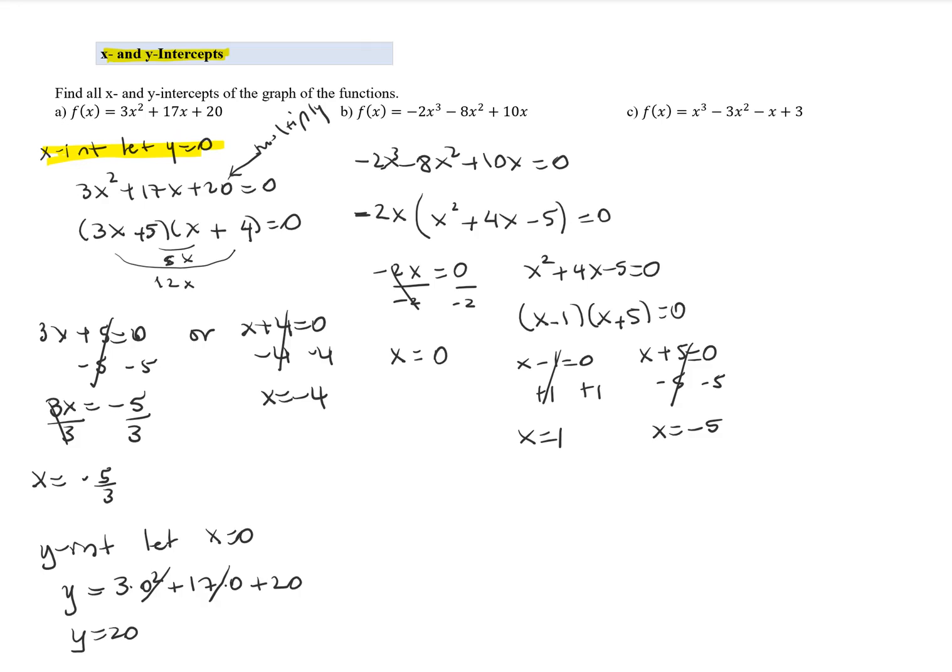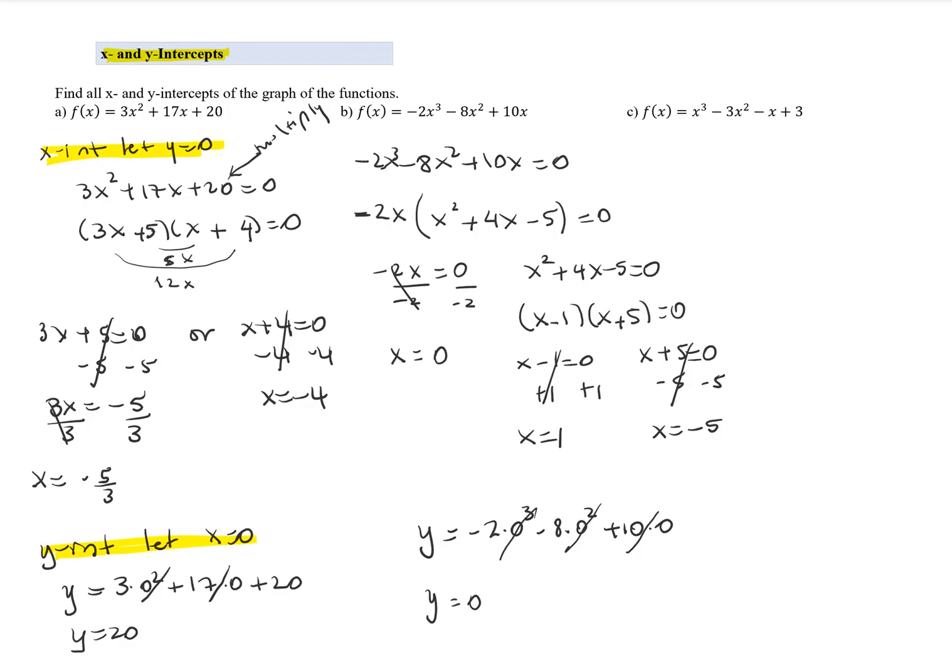To find the y-intercept, same procedure. We will let x equal 0 into the original problem. I get negative 2 times 0 cubed minus 8 times 0 squared plus 10 times 0. And as you see, all of the terms are 0, so the y-intercept in this case is y equals 0.